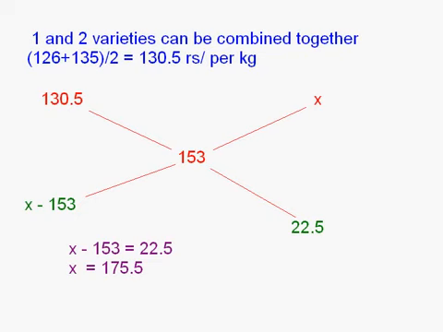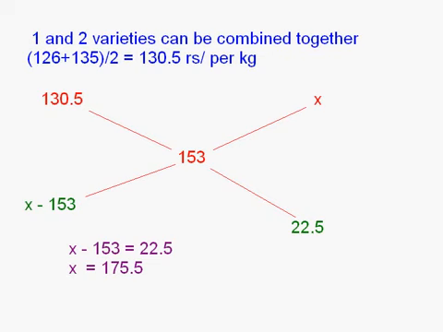After we got x minus 153 and 22.5, that's the ratio of the new quantities, right? So the new ratio will become 2:2. So we can easily equate the quantities that we got. So x minus 153 will be equal to 22.5, and from this equation we can find out the value of x, that will be 175.5.